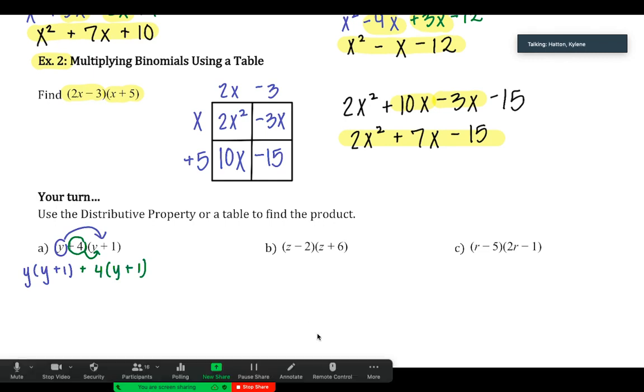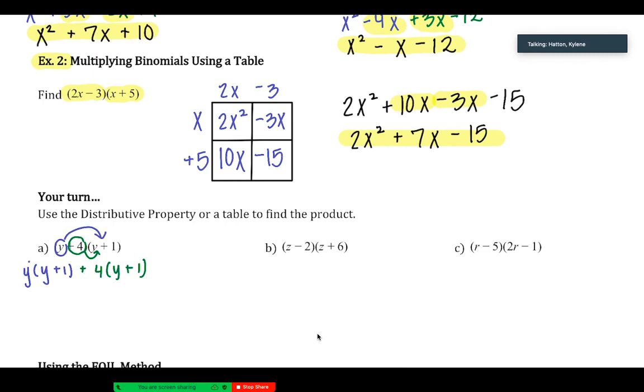And then from here, I need to go ahead and distribute again. So for the first half, y times y, that's y squared. And then y times 1, that's just y, so plus y. And then for 4 times y, we write that as 4y, so plus 4y. And 4 times 1, that's just 4, so plus 4.